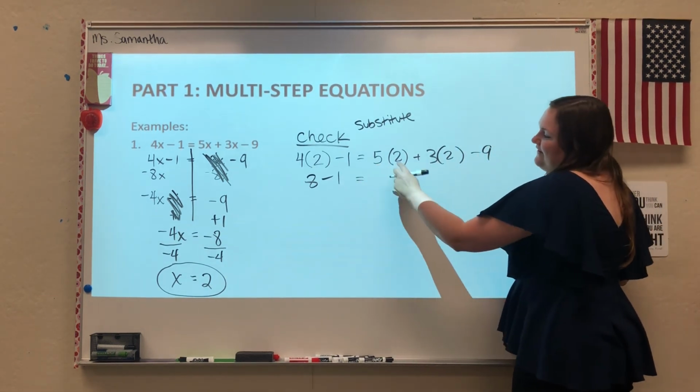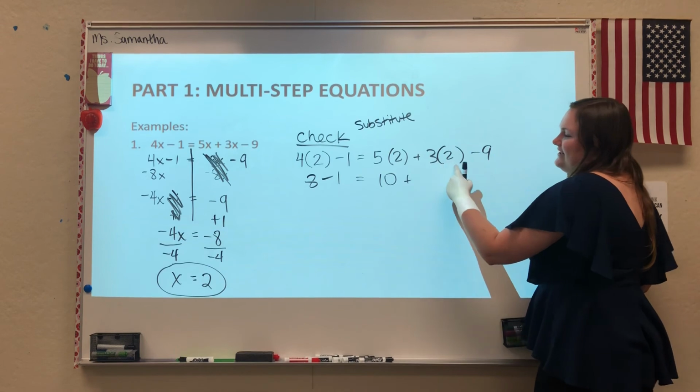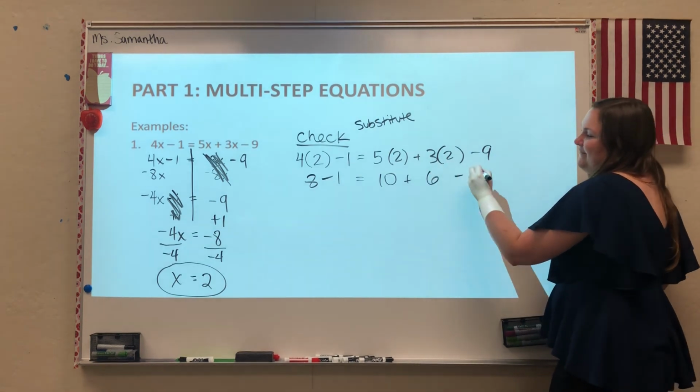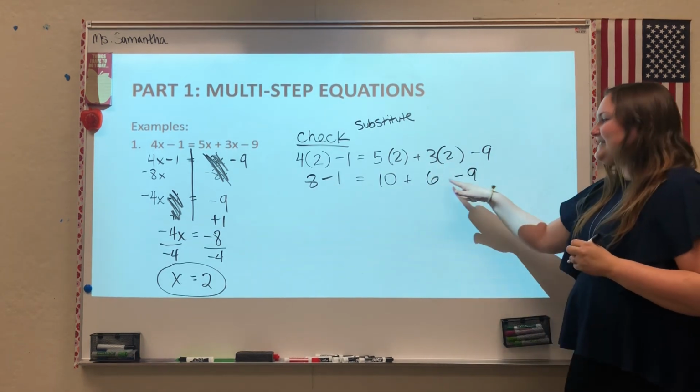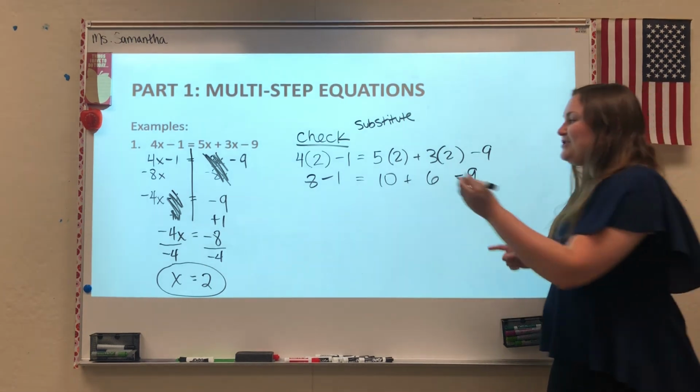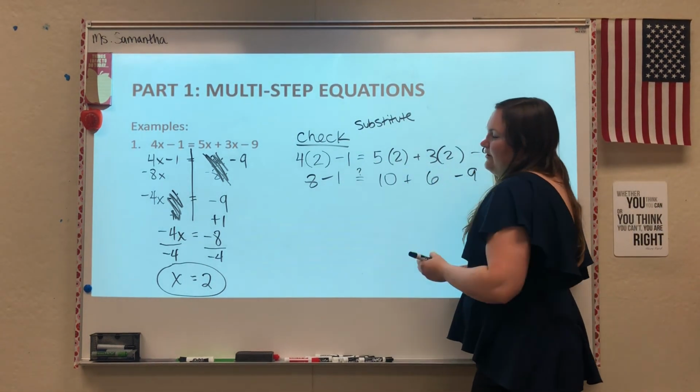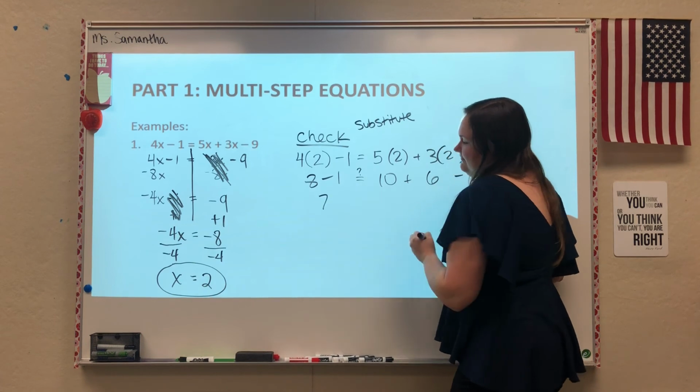This side over here, 5 times 2 is 10. 3 times 2 is 6. And then we've got our minus 9. So we've got 10 plus 6 minus 9 on this side. Remember, we're checking to see, are those two sides equal? Well, this side is equal to 7.